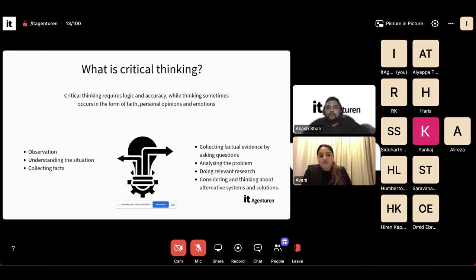On the right side, you can see in the presentation, what makes you a critical thinker is a person who collects factual evidence or asks the right questions, analyzes the problem or task, does the relevant research, goes through Google, and then thinks about different systems or solutions based on the task you are given. It could be a new project or something. And that's exactly what critical thinking is.